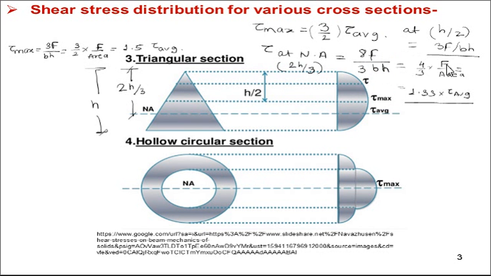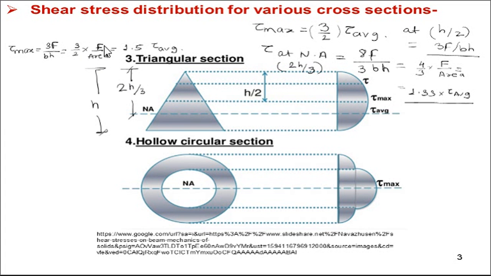So 4/3, we know that force divided by area, if you solve this, gives 1.33 into tau average. These are the formulas. Suppose here tau max is equal to 3F divided by bh. This is the formula for tau max. If you divide these two, 3/2 separate and F upon area, because we know that F upon area is the tau average. Tau average is the force divided by cross sectional area.